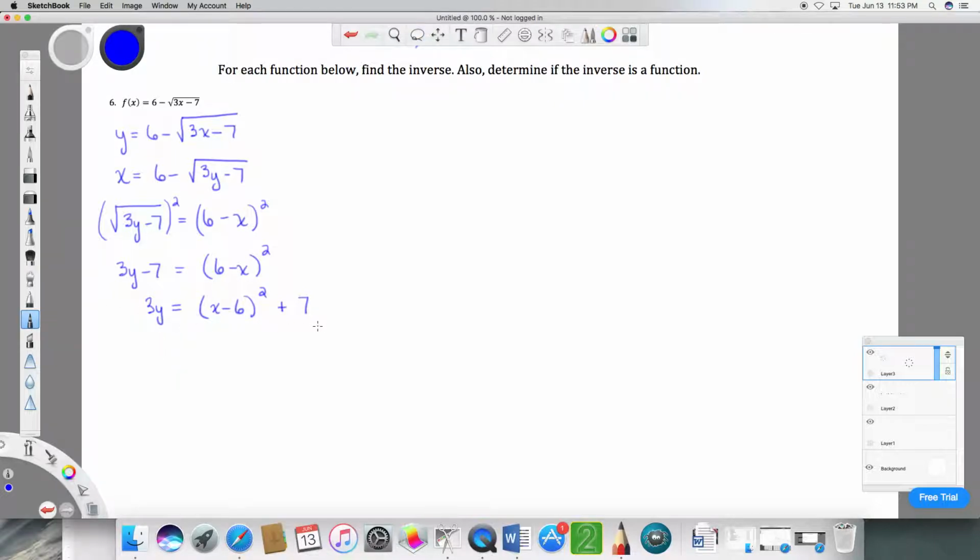Let's multiply everything by 1/3. So on the left-hand side, I have 1/3 times 3y, and on the right-hand side, I have 1/3 times (x minus 6) squared. To multiply by 1/3 is the same as to divide by 3, so I can write that like this. These inverses have a product of 1.